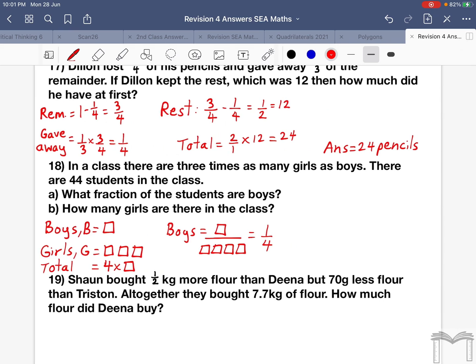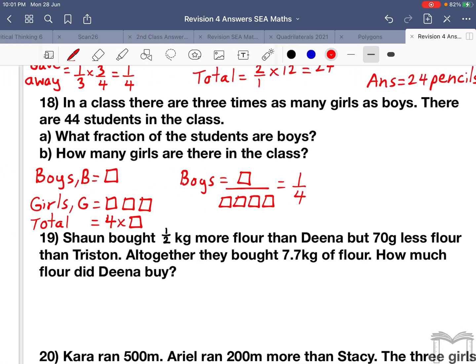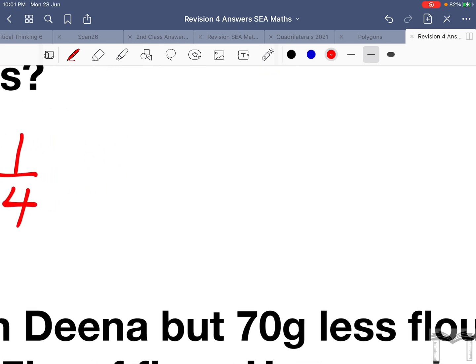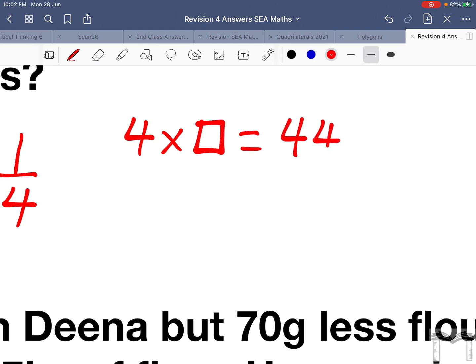How many girls are there in the class? So let's determine the value of 1 box, and then we can determine the value of the girls. So here we are seeing that the total is 4 boxes. So 4 boxes is equal to the 44 students. So 1 box, we can do reverse calculation or work backwards. 4 times some number is 44, so we can say 44 divided by 4, and that's 11.